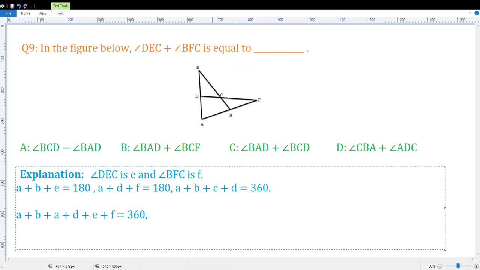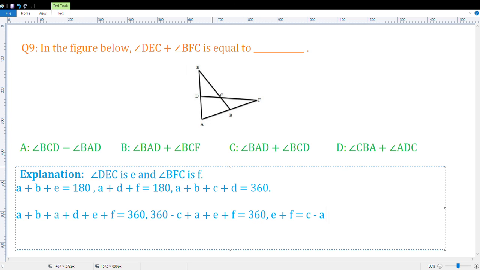Then this will become 360 minus C plus A plus E plus F is equal to 360. So 360 will be removed. Then E plus F is there, and write that one. E plus F is equal to C minus A.